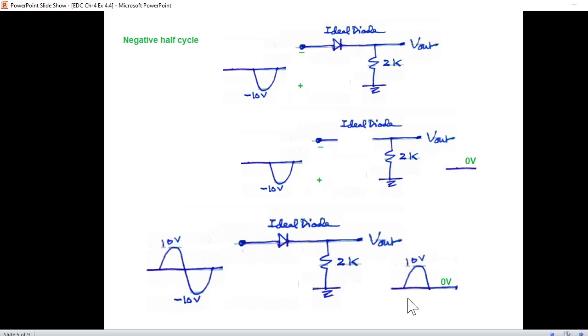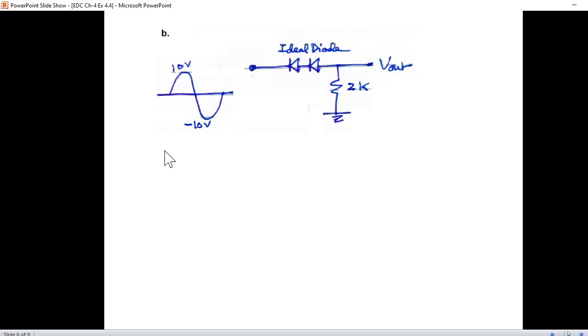So our net output for this input will be 10 volt for the positive half, or the maximum we can say, and 0 volt for the negative half. Now, in case a frequency is given, then from the frequency you can calculate the time period of one cycle, that is 1 over f, and that time period you can use to mark these timelines as well. So now this is part A of the question.